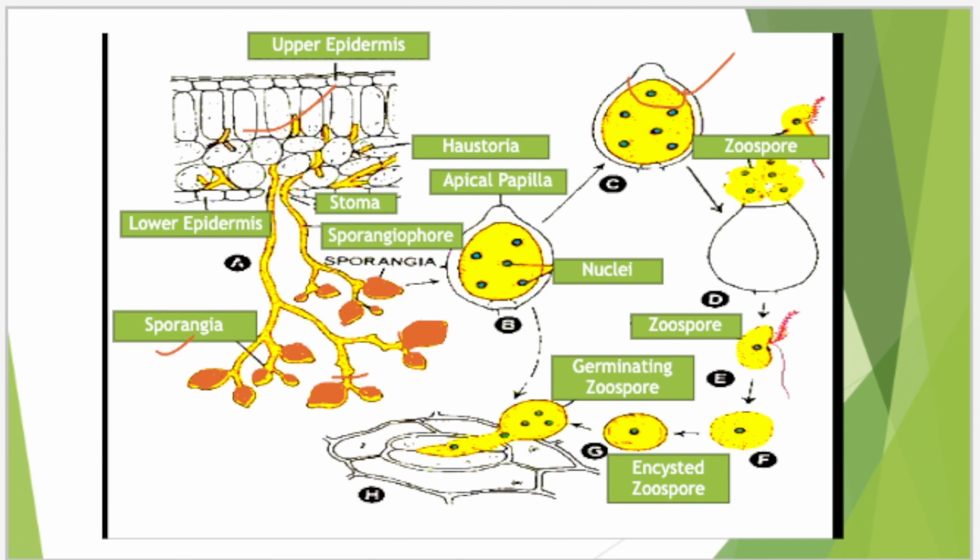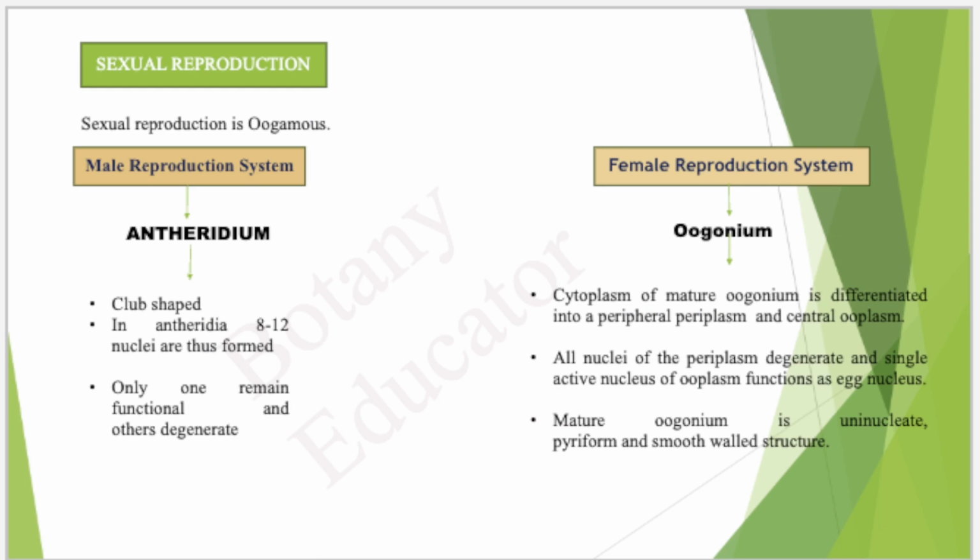Now the flagellated conditions are formed. Now what we are going to talk about is sexual reproduction. It is oogamous type. Oogamous type, in which the male reproductive system and the female reproductive system are formed.